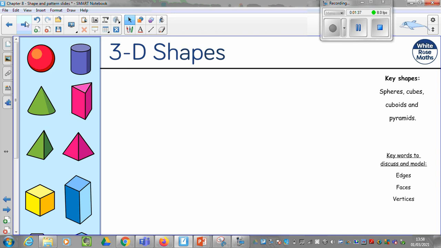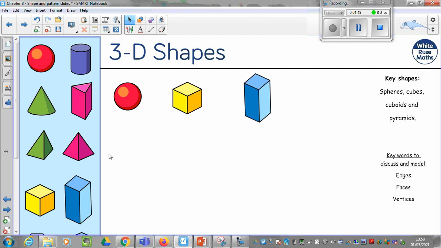So, first of all, today, we're going to be looking at 4 key 3D shapes. First one is a sphere. Second one is a cube. Third one is a cuboid. And the fourth one is a pyramid. We're going to be looking at a square-based pyramid and a triangular-based pyramid today. So I'll put the triangular one here as well.